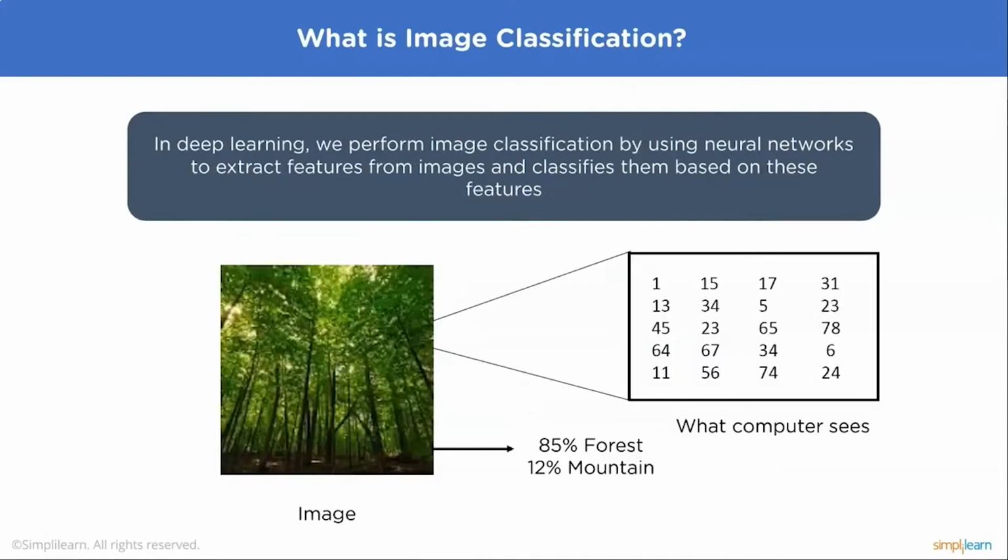In deep learning, we perform image classification by using neural networks to extract features from images and classify them based on these features. And you can see here where it says what the computer sees, and it says, oh yeah, we see mostly forest, maybe a little bit of mountains because of the way the image is. And this is really one of the areas where neural networks shine. If you try to run this through more of a linear regression model, you'll still get results, but the results miss a lot of things, as neural networks get better and better at what they do with the different tools we have out there.